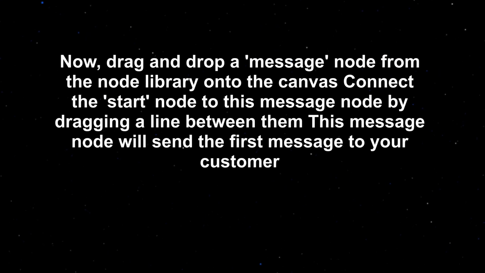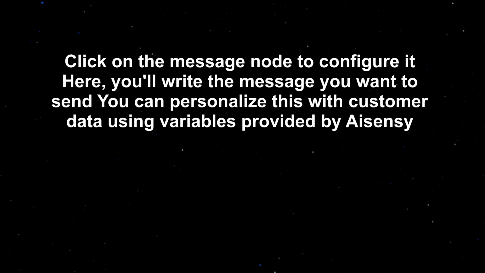Now, drag and drop a message node from the node library onto the canvas. Connect the start node to this message node by dragging a line between them. This message node will send the first message to your customer. Click on the message node to configure it. You'll write the message you want to send. You can personalize this with customer data using variables provided by Aisensy.